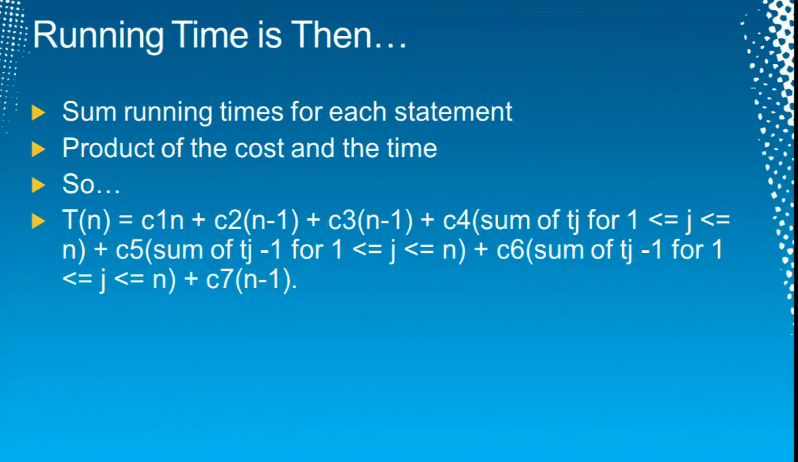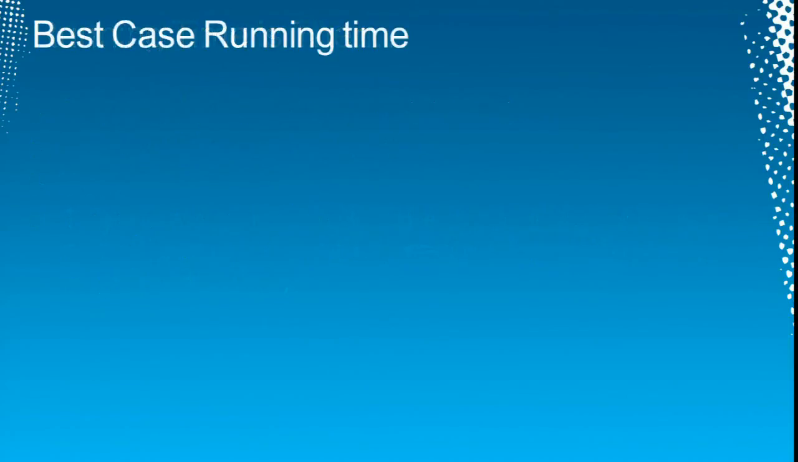It's the sum of the products. So C1 was the cost for doing line 1 times n, which was the number of times that you had to do the first line, plus, because we're summing it up, C2, cost for line 2, times the number of times you had to do that, which was n minus 1. It's actually really simple when you see it like that.